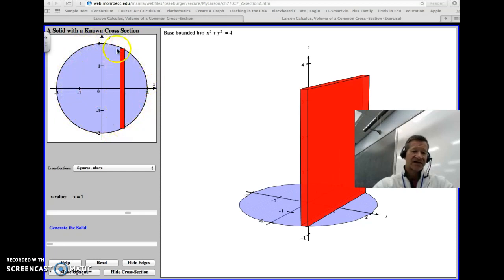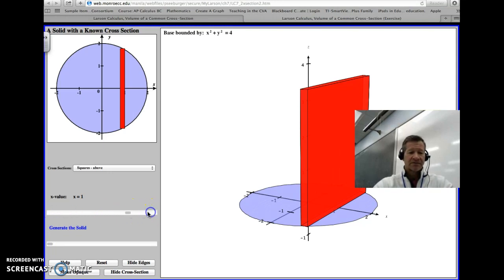Now, a cross section perpendicular to the x-axis. Let's see if it lets me slide it across this time. Here's the 3D view. So if I come across, it gets big in the middle and then smaller on the edges. And of course it won't work for me.